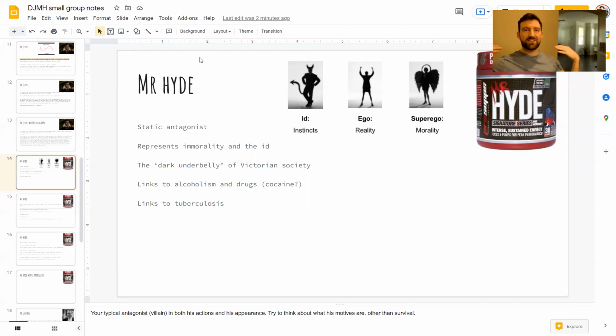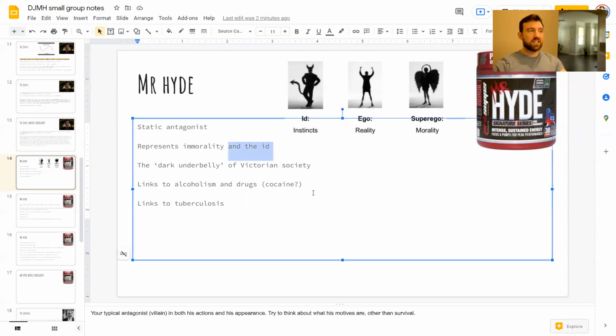There's the classic cartoon, right, of the devil on one shoulder and the angel on the other. They're just both trying to talk to you to convince you what to do. It's kind of like that, really. Dr. Jekyll is the ego, as we've spoken about before. Hyde is the id. And Utterson is arguably the superego. Okay, so he's a static antagonist. He clearly represents immorality, and as I just said, the id.